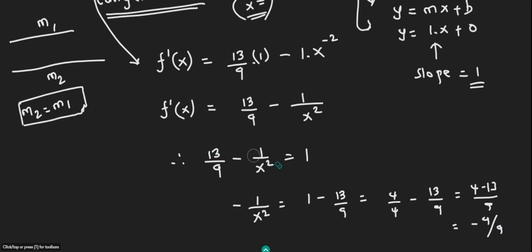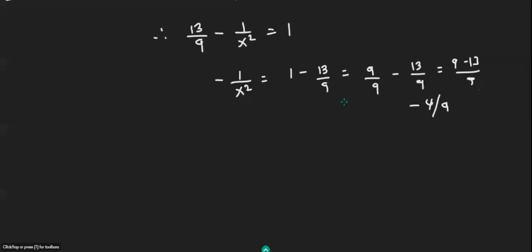I'm sorry, I should change this to 9 over 9 because the common denominator is 9. So therefore this becomes 9 minus 13 over 9. So 9 minus 13 is negative 4. So the result is negative 4 nines. That is, we have negative 1 over x squared equals negative 4 nines.